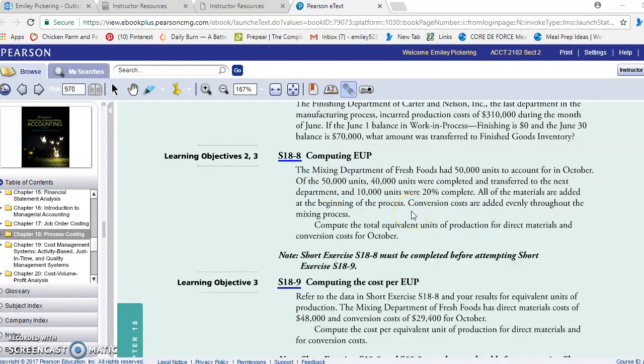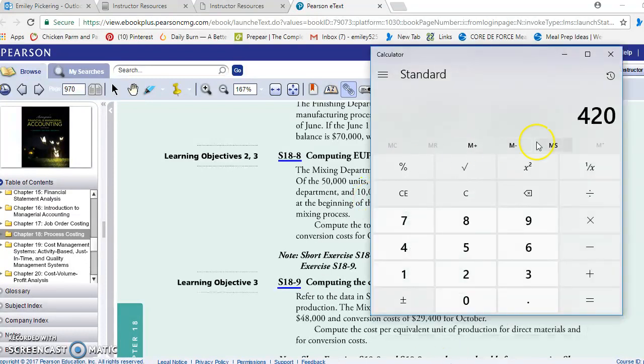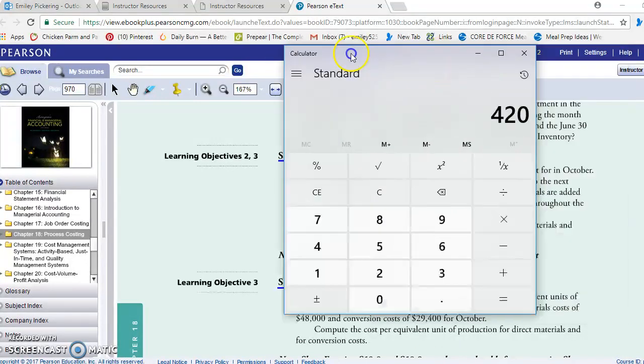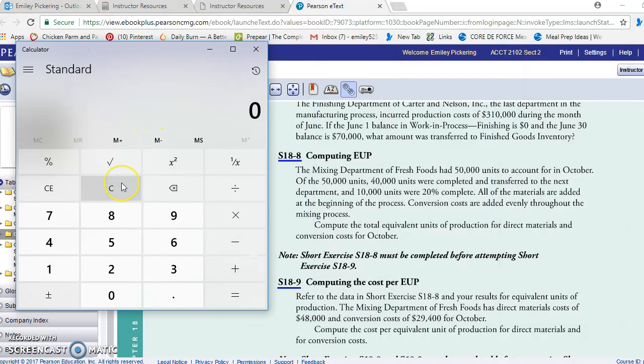Now for the conversion costs, that's going to be different. That's going to be the 40,000 units that are complete, which means that for those 40,000 units we've incurred 100% of those costs. And then 10,000 units are 20% complete as far as conversion. So all I'm going to do is take my 10,000 and multiply it by 20%. So 2,000 here plus the 40,000 that were completed. So again, direct materials is 50,000, conversion costs 42,000.